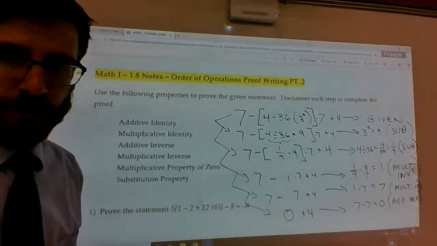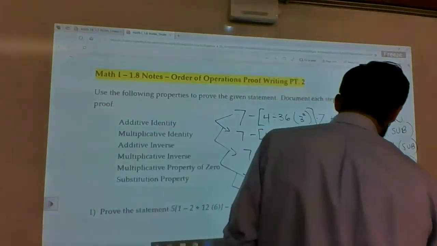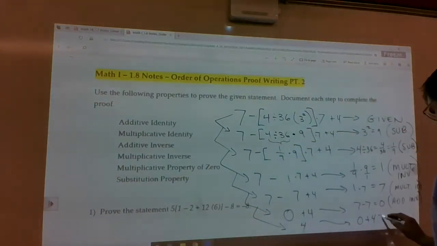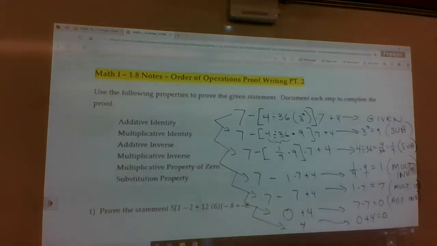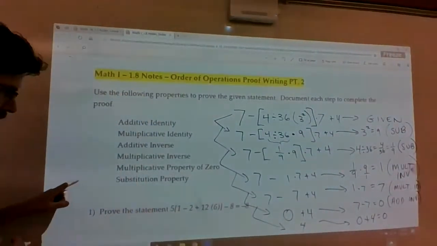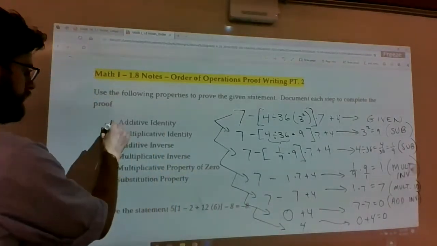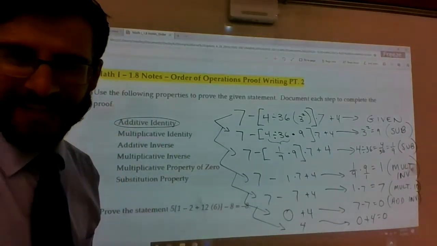All right, and then the last move, 0 plus 4 is 4. I believe that was very similar to the last move on our first proof. Add to or subtract from 0, and you get your additive identity out of that.